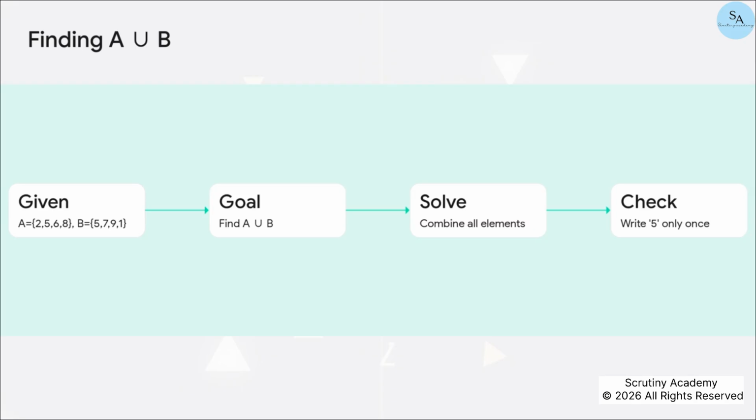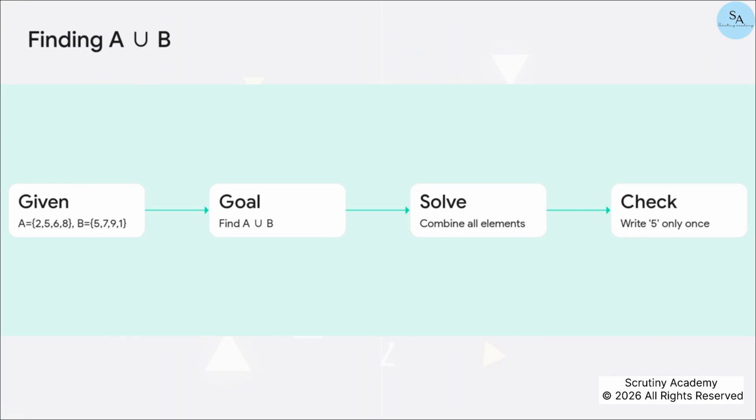First, we identify what's given. Set A has the numbers 2, 5, 6, and 8. Set B has 5, 7, 9, and 1. Next, what's being asked? We need to find A union B. To solve this step by step, we just dump absolutely everything from both sets into one big basket.